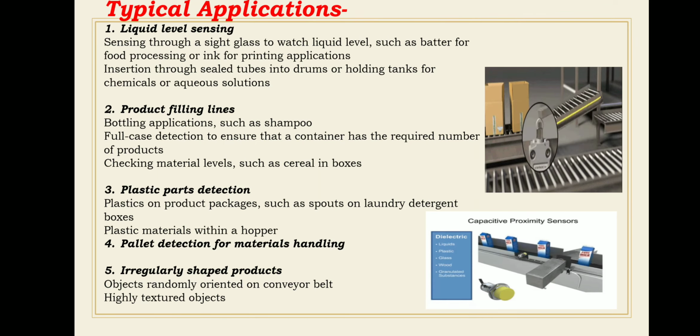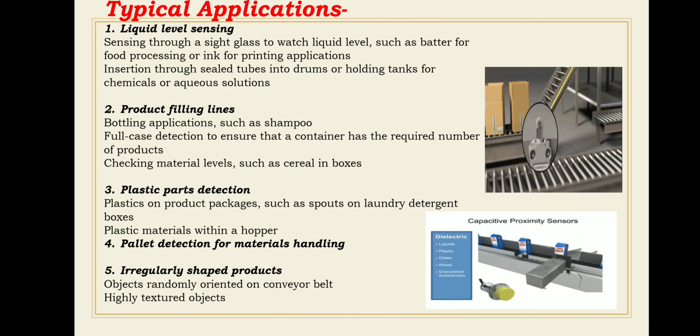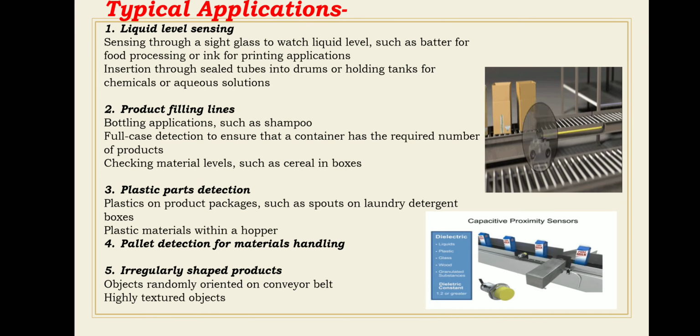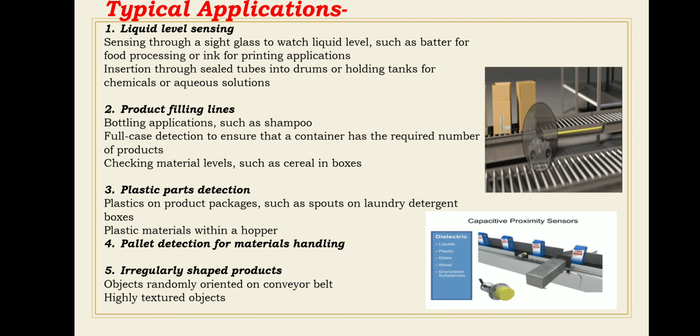Then the typical applications of proximity sensors. The animation shows different applications of proximity sensors. The first application is liquid level sensing. With the help of a proximity sensor you can directly sense the liquid level. Sensing through a side glass to watch liquid level, such as batter in food processing or ink for printing applications, or insertion through sealed tubes into drums or holding tanks for chemicals.